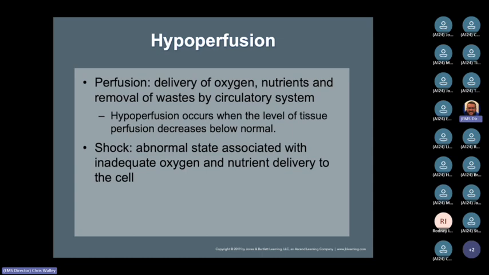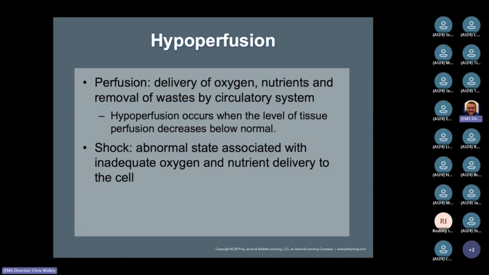Hypoperfusion occurs when the level of tissue perfusion decreases below its normal range. In response to hypoperfusion, the body releases catecholamines, or epinephrine and norepinephrine, which produce an increased strength of cardiac contraction, increased pulse rate, some vasoconstriction, and increased systemic vascular resistance. As hypoperfusion persists, myocardial strength does start to increase.